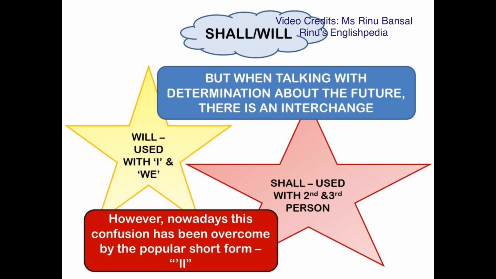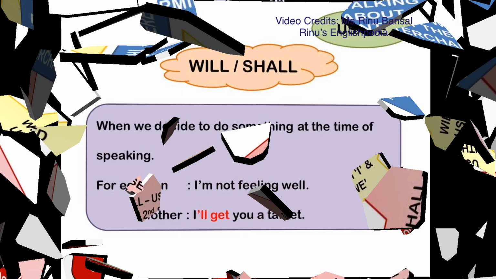However, when we are talking about the future with determination, there is an interchange. That means that with I and we, that is first person, we start using the verb form will, and with second and third person, we use the verb form shall. Now, there is another important thing that I would like to tell you, that nowadays this confusion has been overcome by the popular short form, that is apostrophe double L.